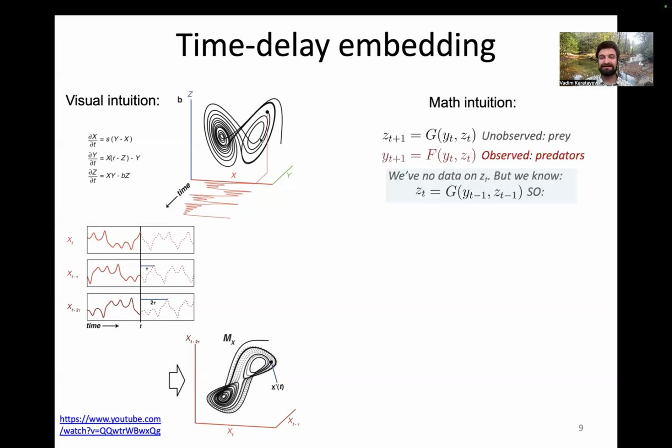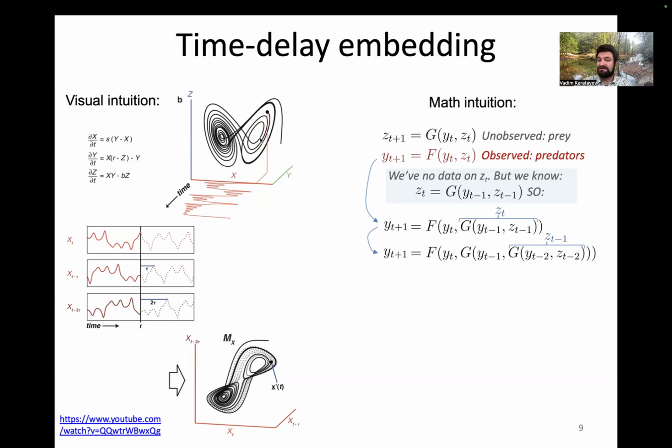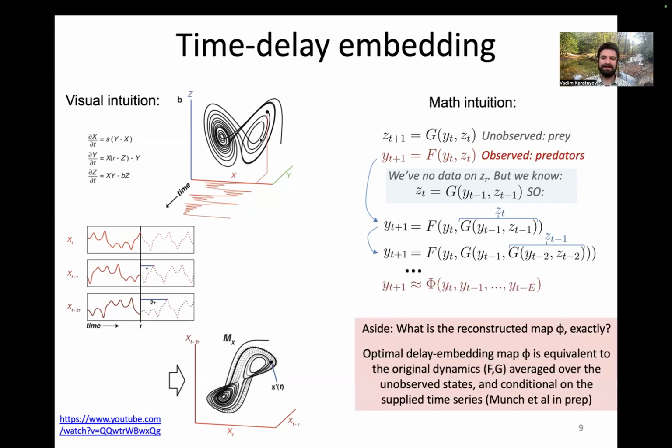There's also a mathematical intuition, where we're basically substituting gradually. We have some observed and unobserved variables, and gradually we're substituting our unobserved variables with time lags of our observed variables. Okay, and you can take your time to go through that, and this is a little bit more of a mathematical precision on what our reconstructed map is. Okay.